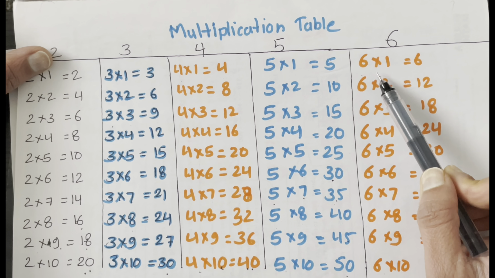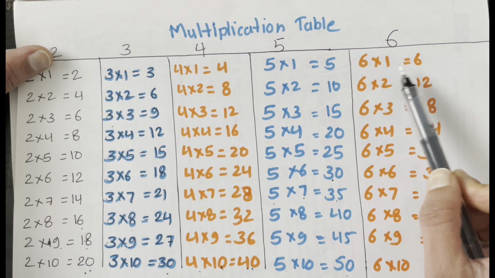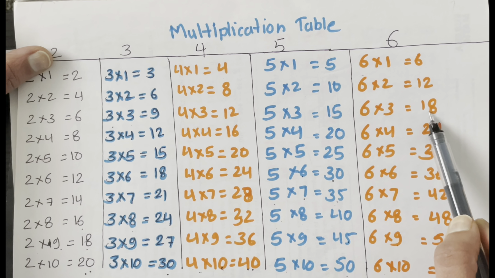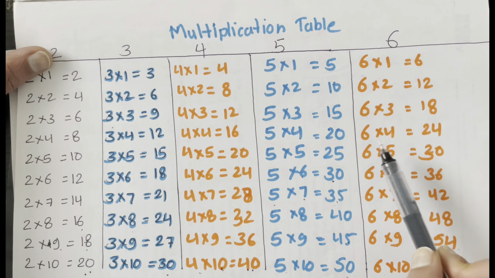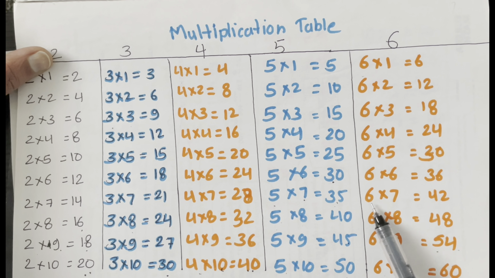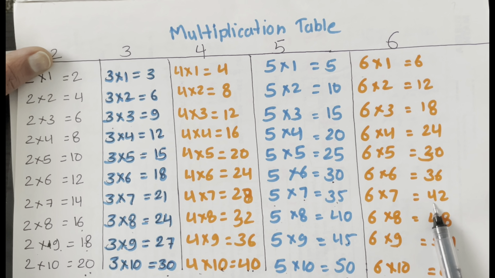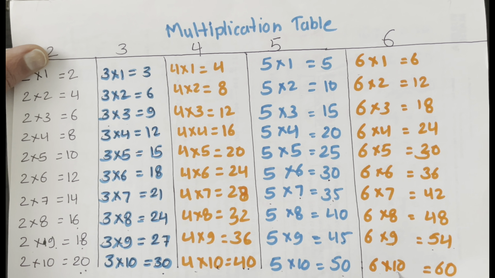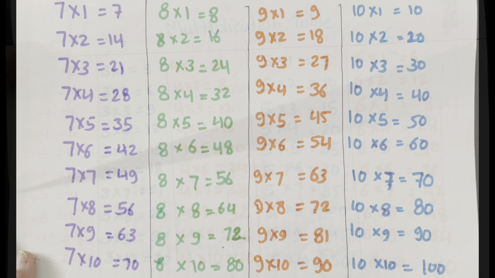Table of 6. 6 times 1 is 6, 6 times 2 is 12, 6 times 3 is 18, 6 times 4 is 24, 6 times 5 is 30, 6 times 6 is 36, 6 times 7 is 42, 6 times 8 is 48, 6 times 9 is 54, and 6 times 10 is 60.